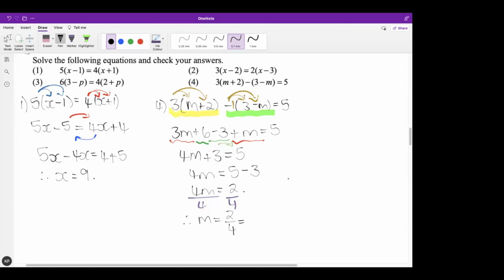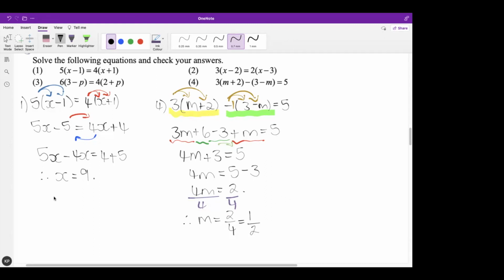No, be careful, it's not 2. But I can simplify it. Which factor can go into 2 and into 4? Nice. It's 1 over 2. Factor, not multiple. Okay, so 2 goes into itself once and into 4 twice.